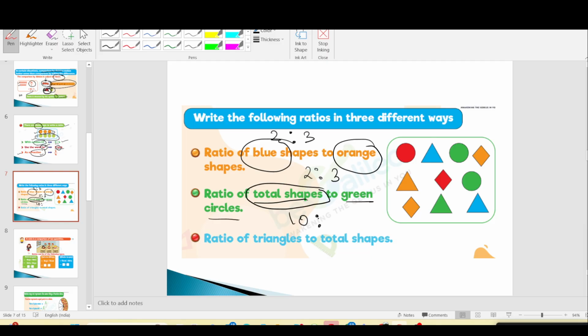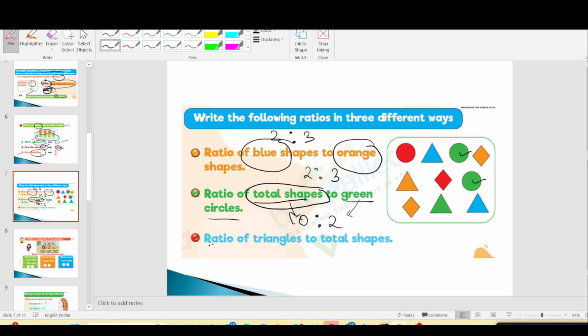So there are one, two, three. Three green circles are there. One, two. Oh wait, no. Yeah, there are only two green, right? One is red. So the ratio of total shapes to green circle is 10:2. Clear? First we wrote total shapes, then green.